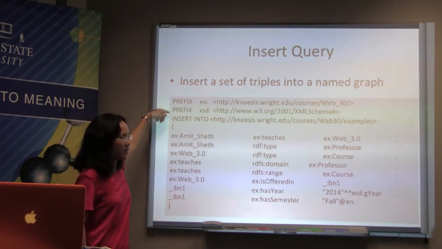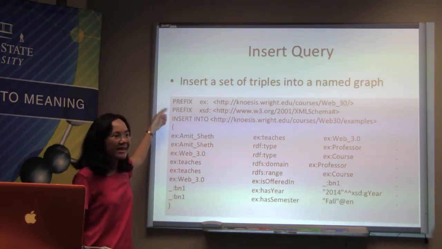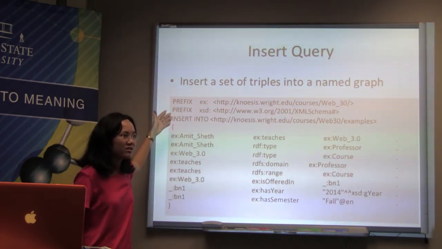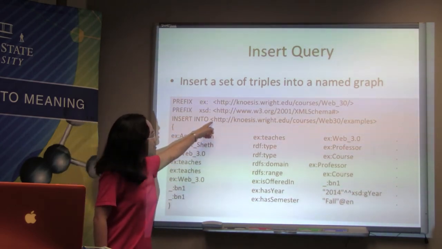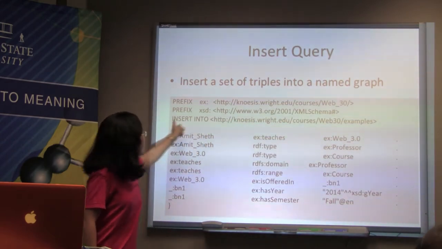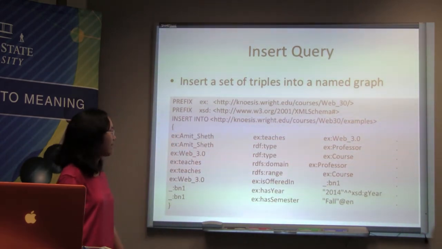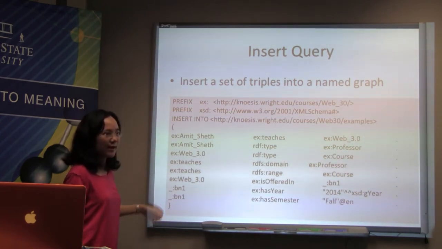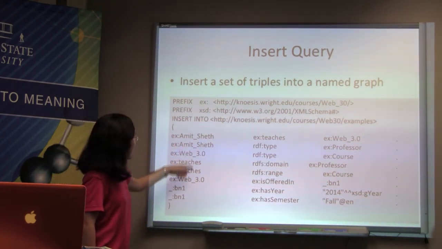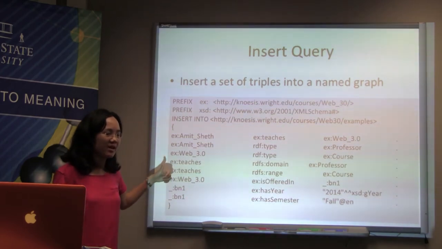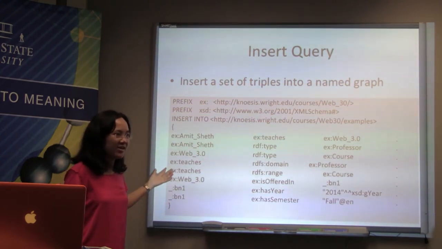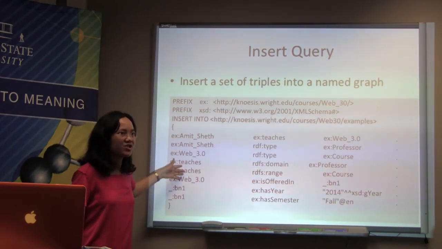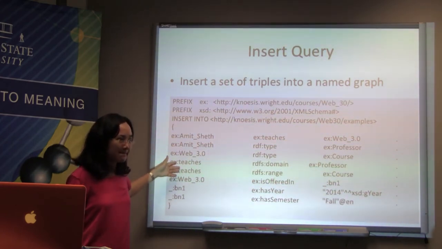After you define the prefix, you use the INSERT INTO keyword. You say that this is an insert statement. So insert into this named graph the set of tuples, right? And notice that the format of the set of tuples here must be either Turtle or N-Triples. It can be any other format, according to the specification of SPARQL, right?